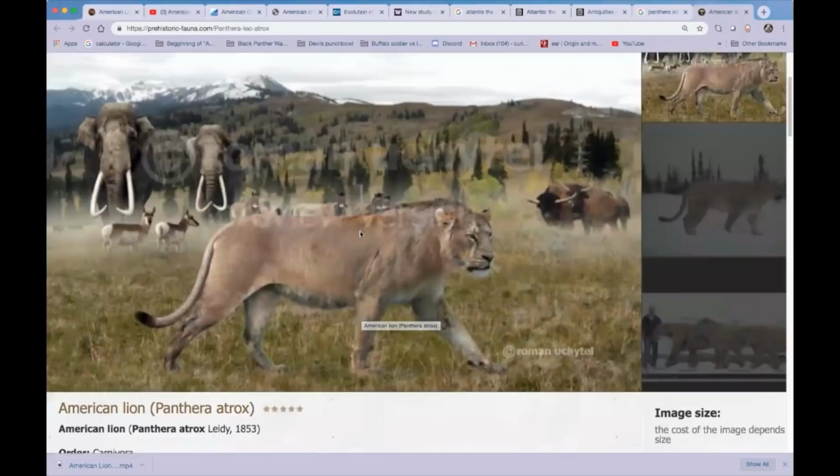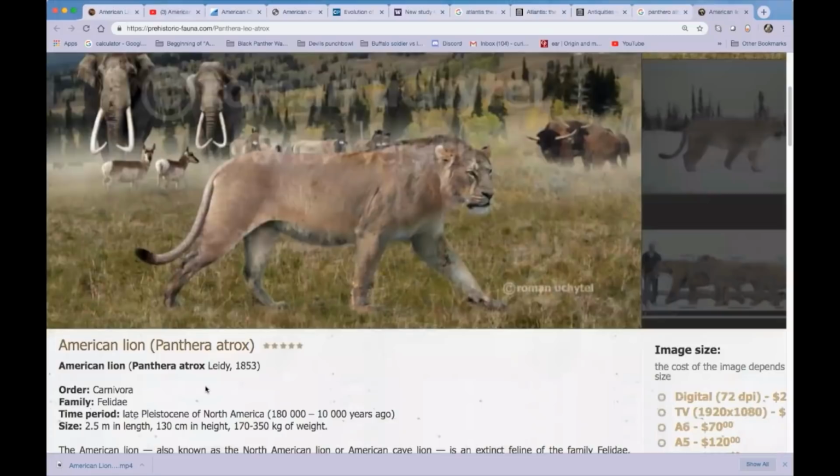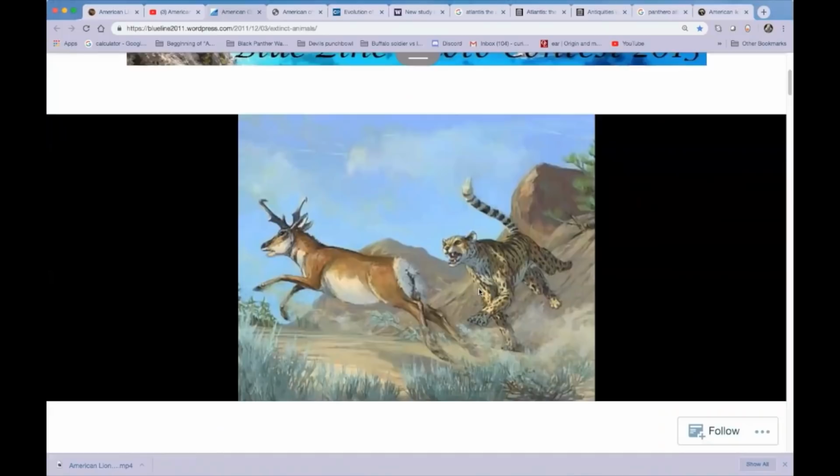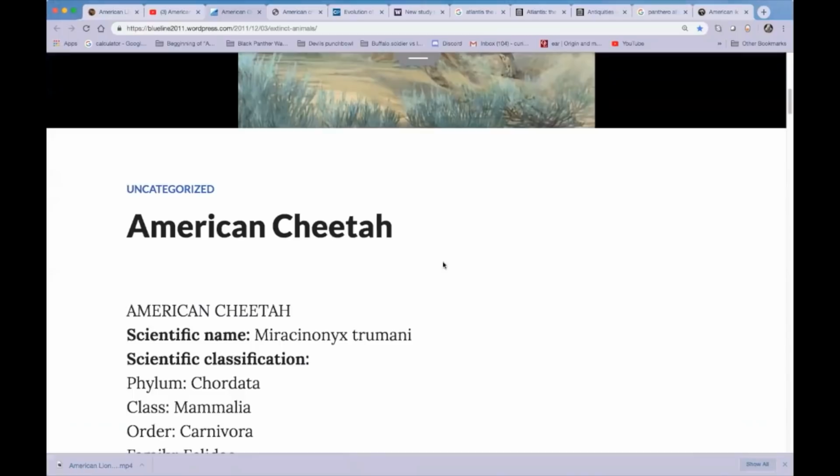American lion, Panthera atrox, all right? And we had the Panthera onca, right? The jaguar. It says the late Pleistocene of North America, 180 to 10,000 years ago, all right? From the Carnivora Felidae family, right? And we also had the American cheetah. Yeah, we had cheetahs, right? American cheetah, scientific name Miracinonyx trumani, all right? Carnivore. We had the first carnivores, right?